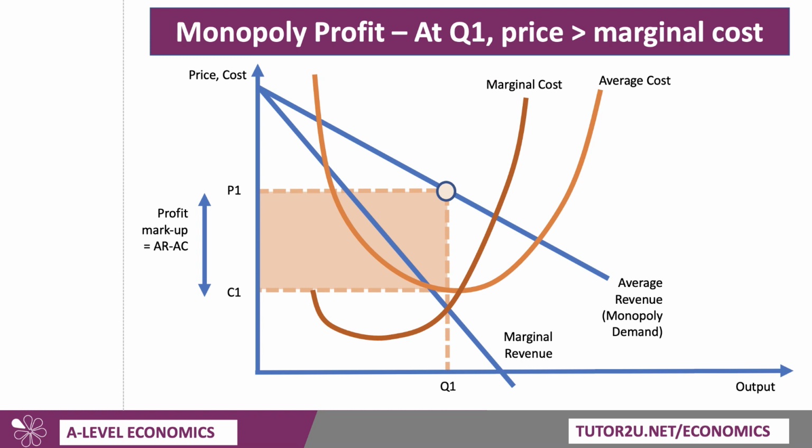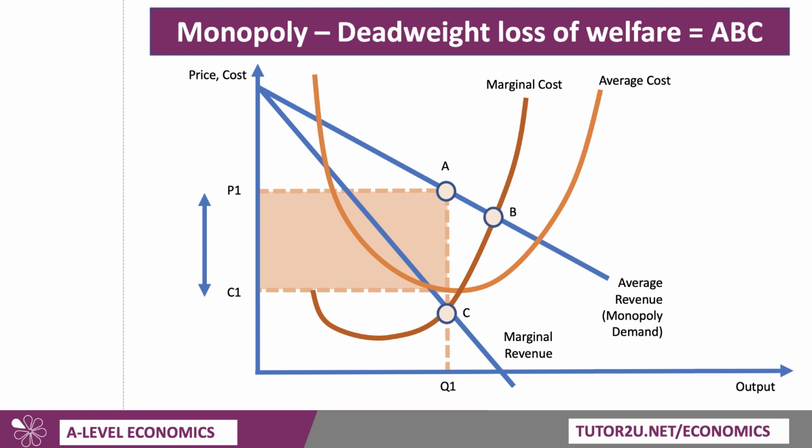So here's the classic monopoly diagram with profit maximization output of Q1. The monopolist is able to price at P1. The cost per unit is C1, and they're making supernormal profits, shown by the orange shaded area. Let's throw a few letters in here, because letters are important in exams. Please use letters whenever you can.